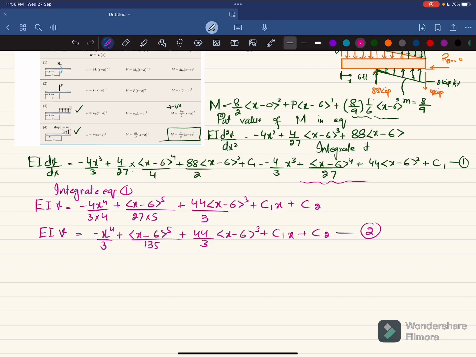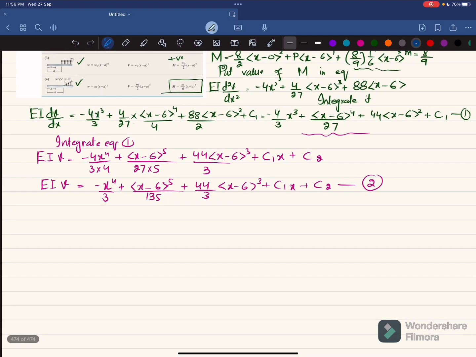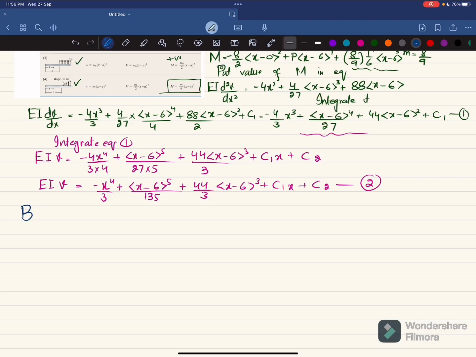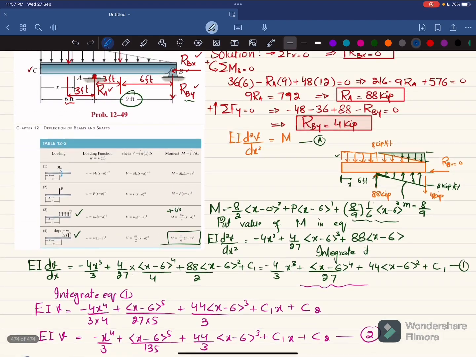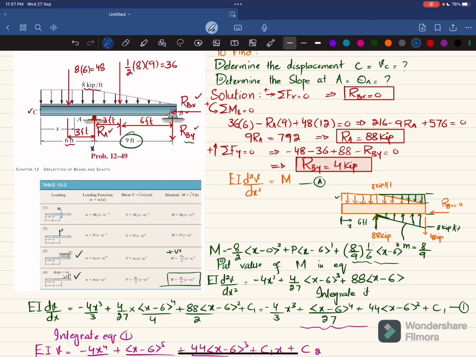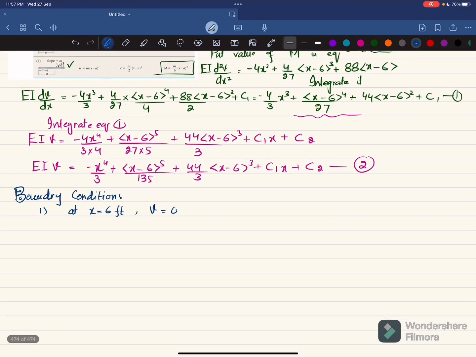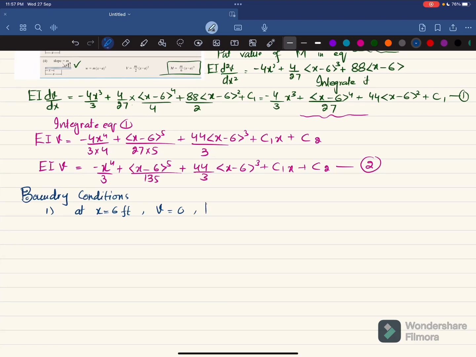Now C1 and C2 are unknown constants of integration, and they can be found by using boundary conditions. So I will write boundary conditions. So first boundary condition is that at x is equal to 6 feet, we have deflection is equal to 0. So let me show you here, x is equal to 6 feet, we have deflection is equal to 0 because there is a roller support. So put it in equation number 2.